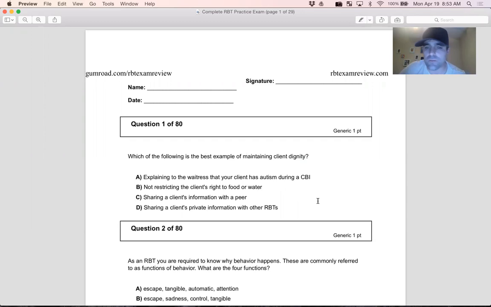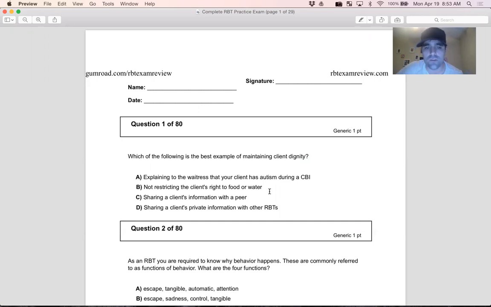So, CBI is a community-based intervention, okay? So in this example, you'd be at a restaurant with your client. There's no reason to explain to people who don't know your client that they have autism. Okay. Your client might not want people to know, right? And that's their choice. Okay. So A is not maintaining client dignity.